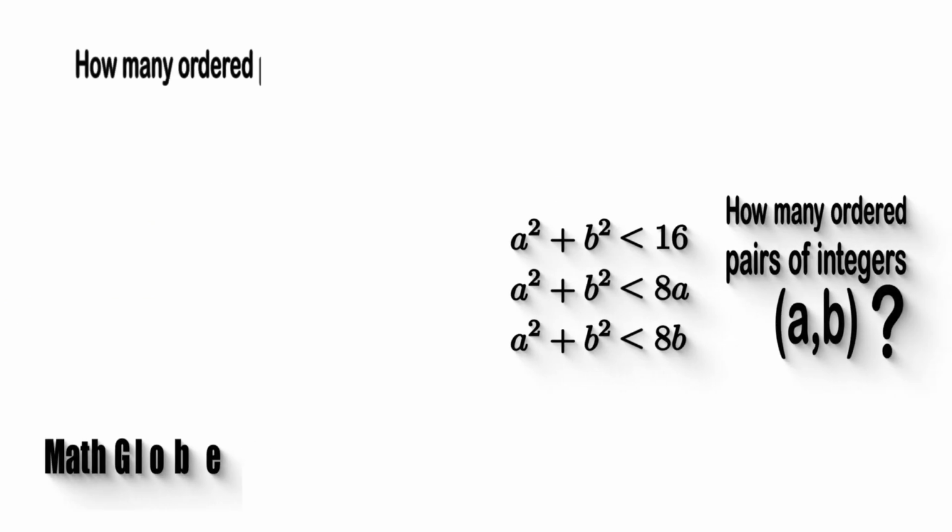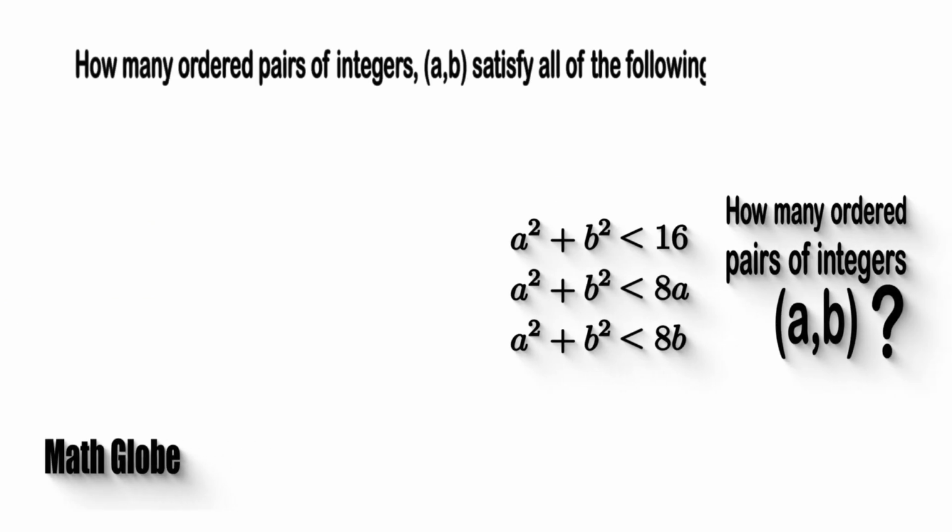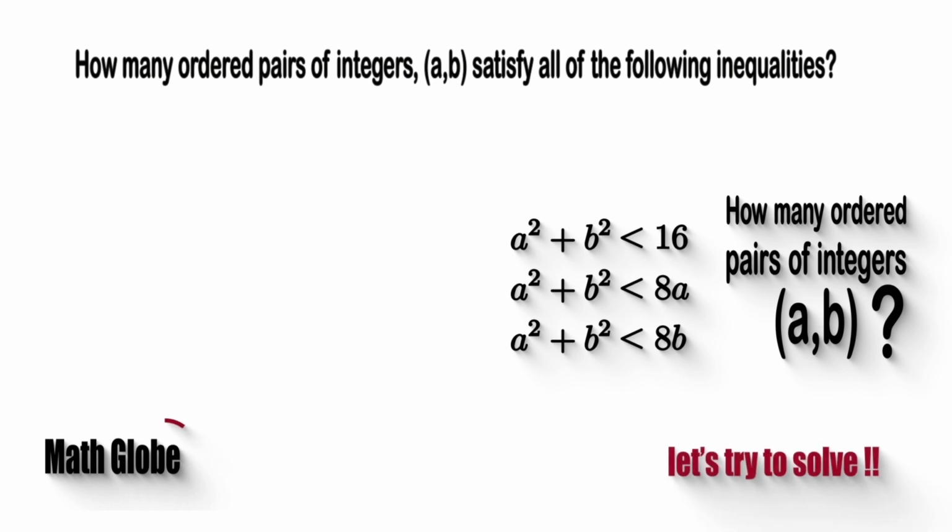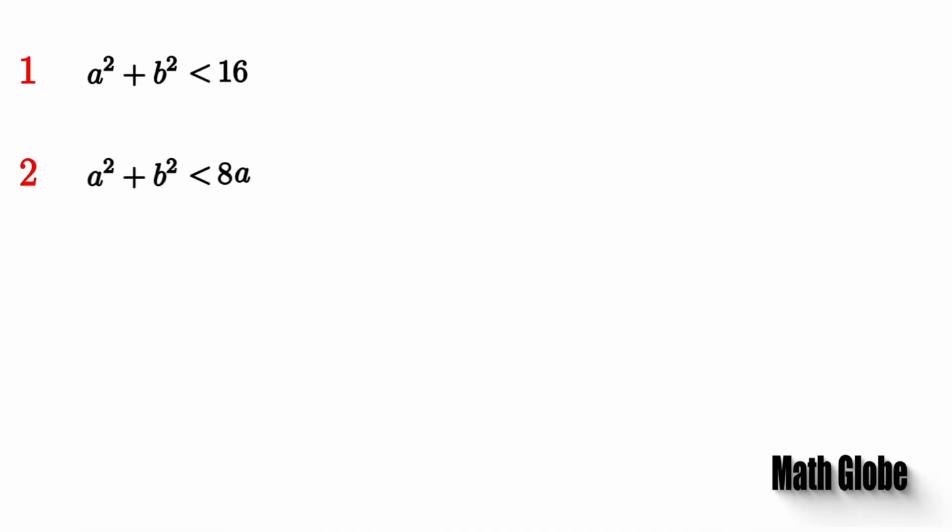How many ordered pairs of integers satisfy all of the following inequalities? Let the solution come. Okay, first, let's rewrite the three inequalities here, and take a closer look at the first one.